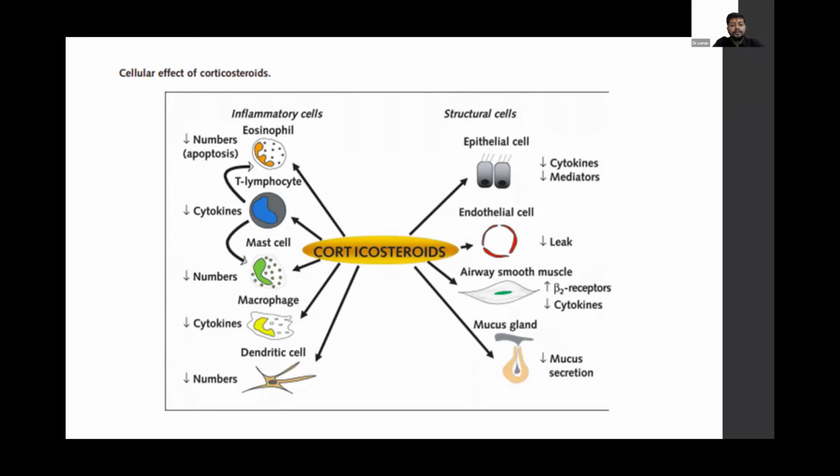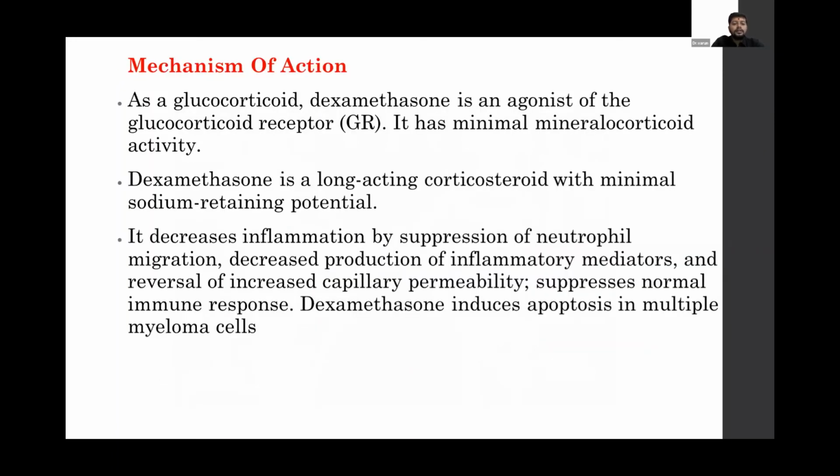In dendritic cells, it also decreases the cytokines and decreases endothelial cell leaking. For airway smooth muscle, it increases beta-2 receptor activity and decreases cytokines. And in mucous glands, it decreases mucus secretion. Glucocorticoid dexamethasone is an agonist of the glucocorticoid receptor with minimal mineralocorticoid activity.